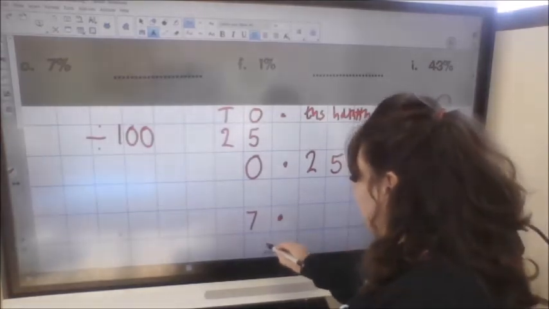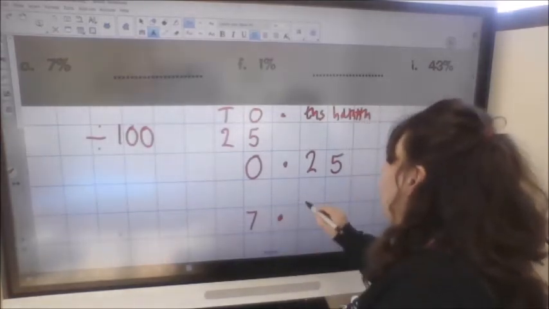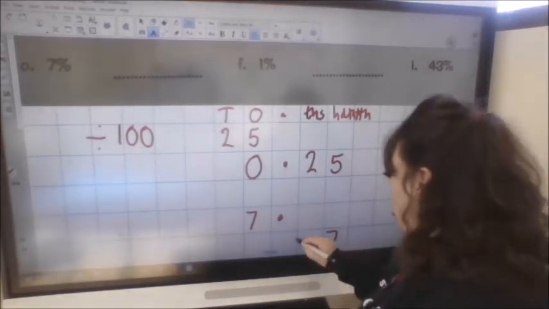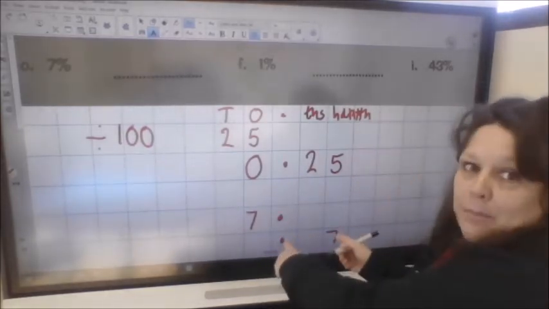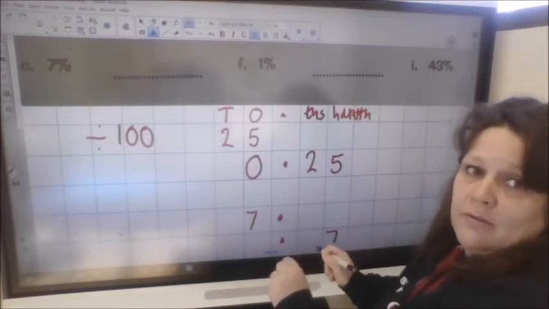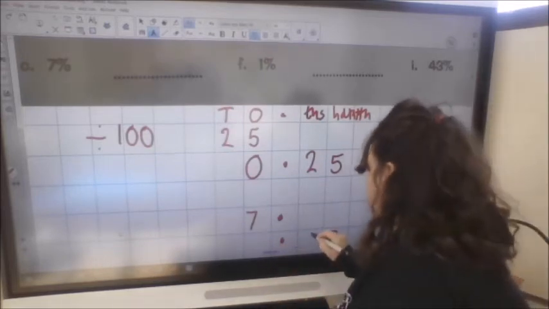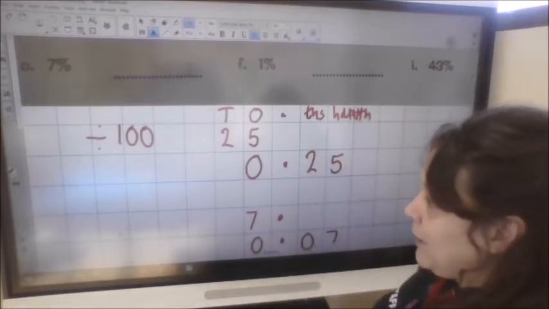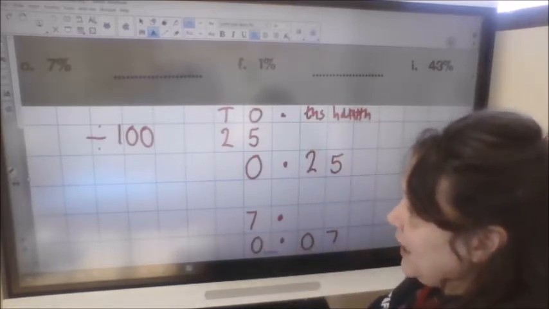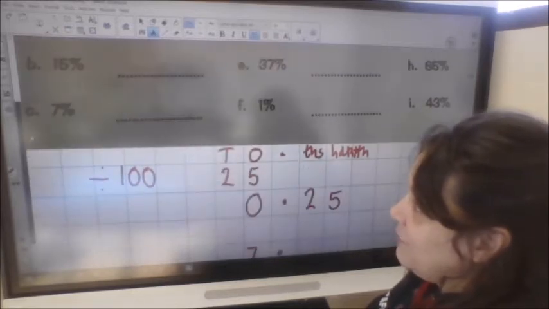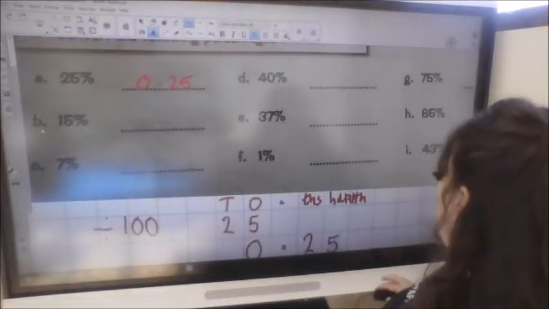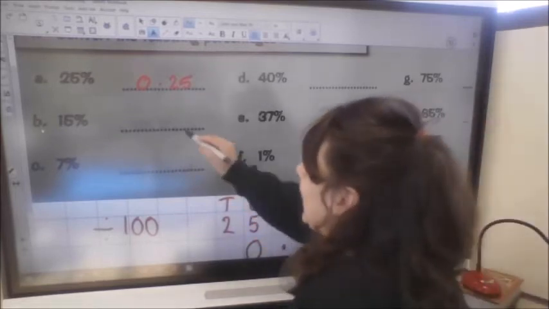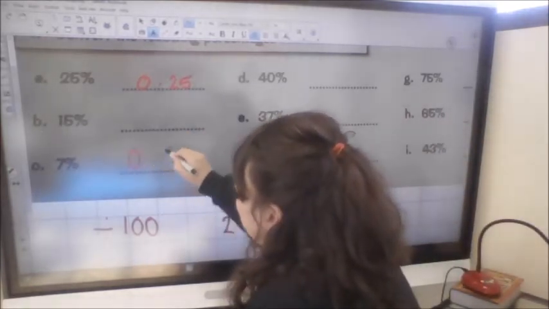So that would be 1, 2. So my 7 will end up there. Now, I can't leave these gaps here. I've got to use 0 the hero placeholders. So I'm going to put my 0 there, 0 there. So going back to my activity, 7% as a decimal is 0.07.